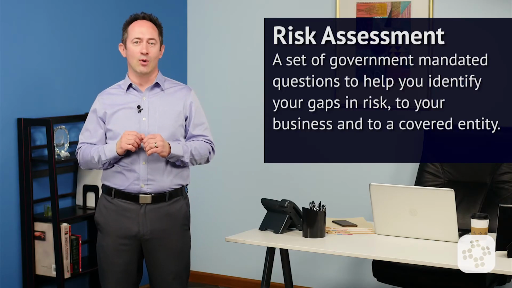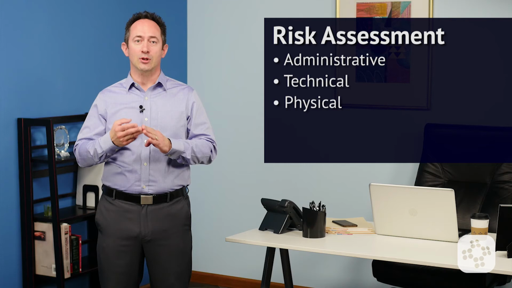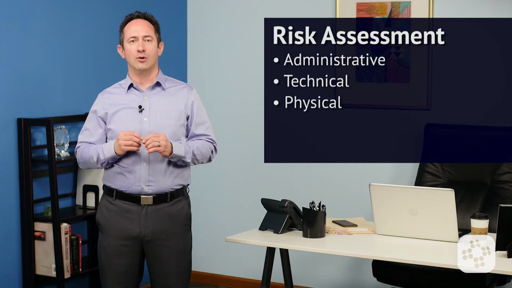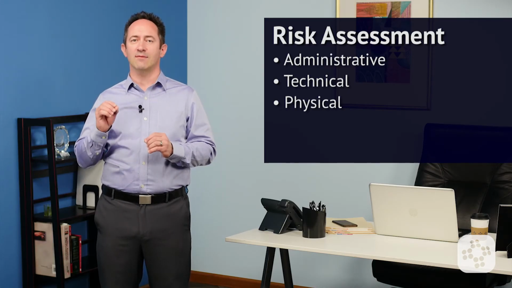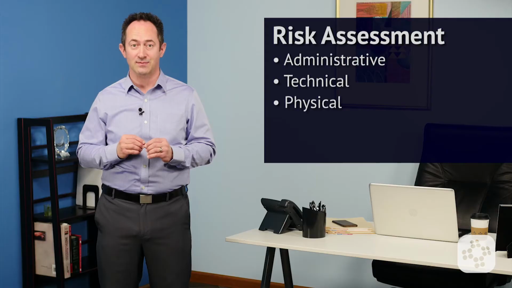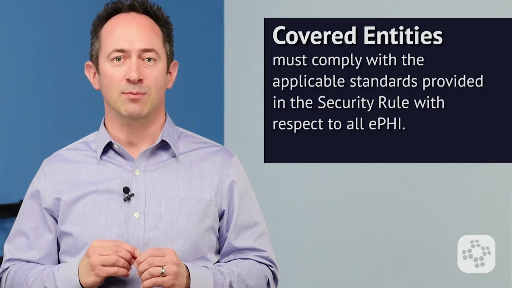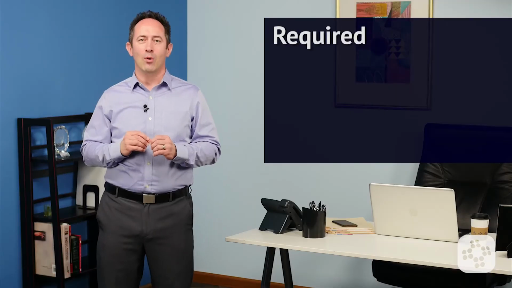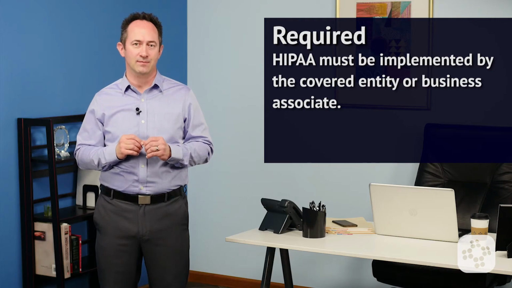There are 3 sections of questions: administrative, technical, and physical, which include standard, required, and addressable type questions. The standard questions measure a covered entity to ensure the confidentiality, integrity, and availability of ePHI, while in the custody of covered entities and business associates. Covered entities and business associates must comply with the applicable standards provided in the security rule with respect to all ePHI. Required means that it must be implemented by the covered entity or the business associate.